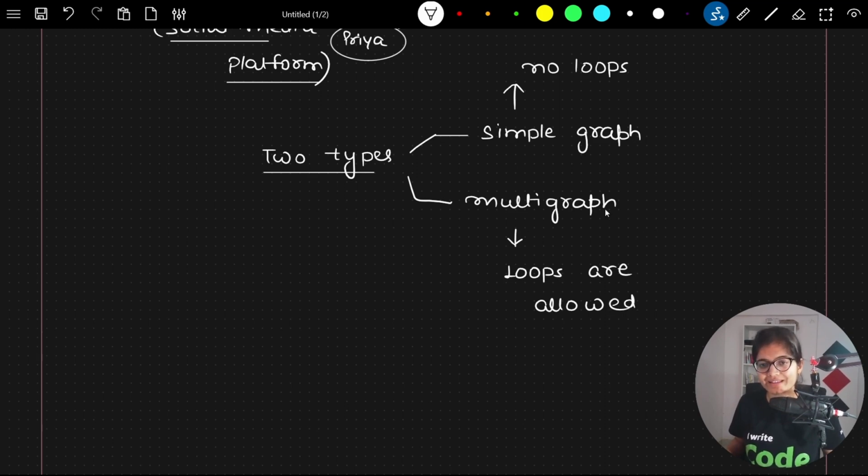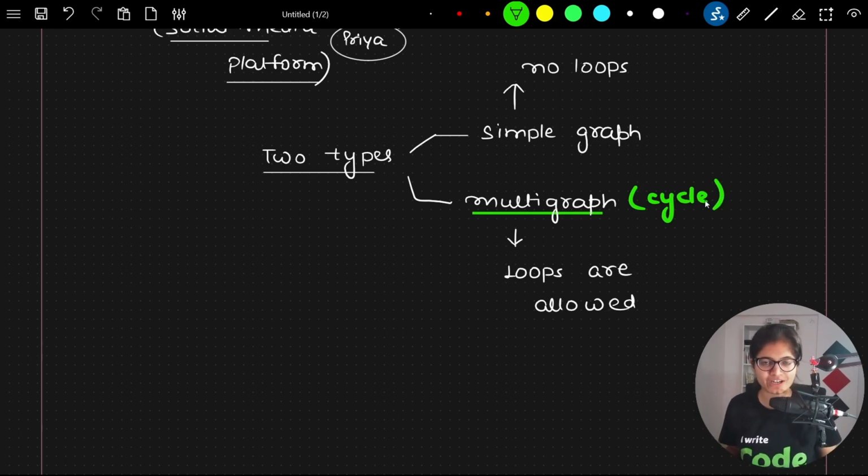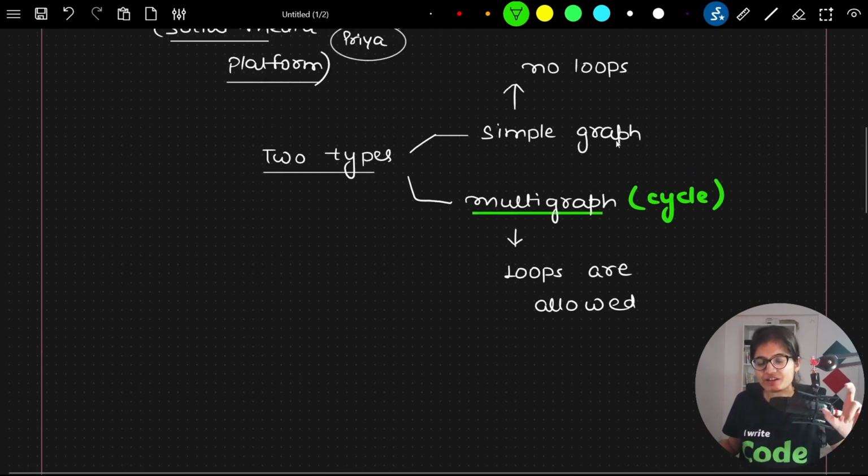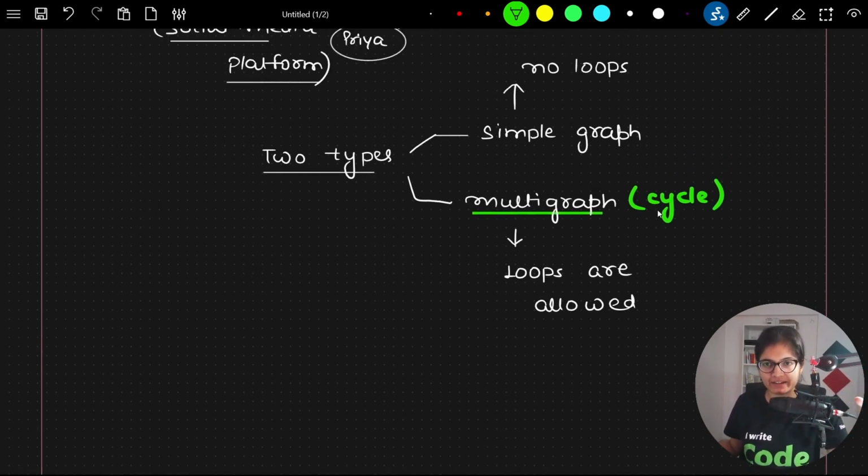That's why I was saying that in a graph, there can exist a cycle. So you will observe in a multi-graph there are a lot of cycles, right? So this is the major difference between the simple graph and the multi-graph.